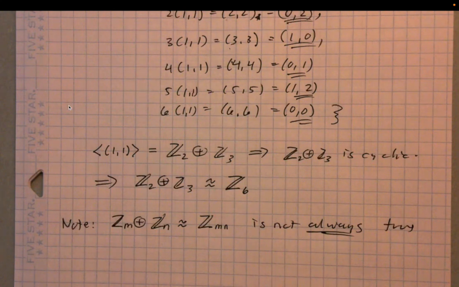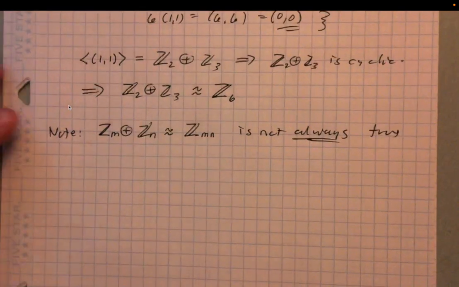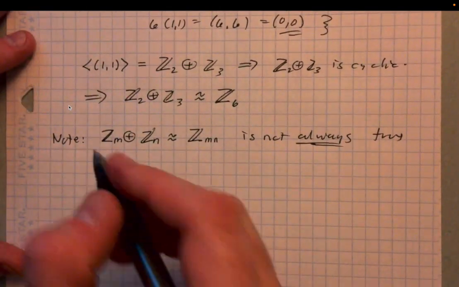Z2 times Z3, the external direct product, is isomorphic to Z6, but it's not always the case. We'll see in a couple of minutes when this fails and when this works, and it's actually quite fascinating. This is not necessarily always true, and you could easily prove this to yourself. You could find a counterexample.